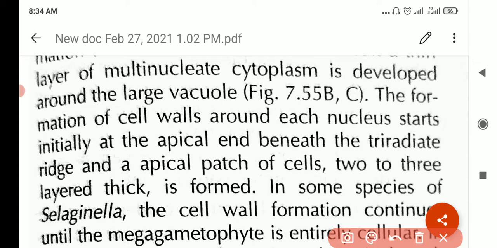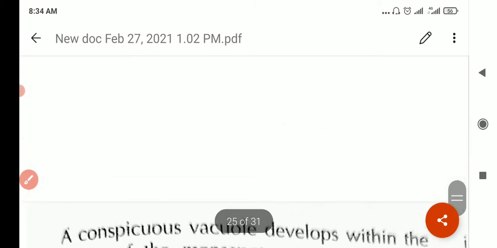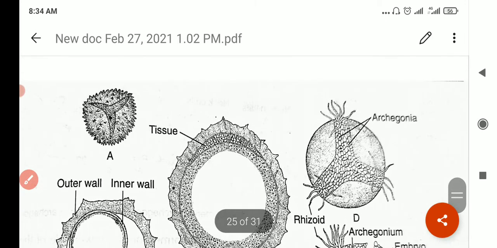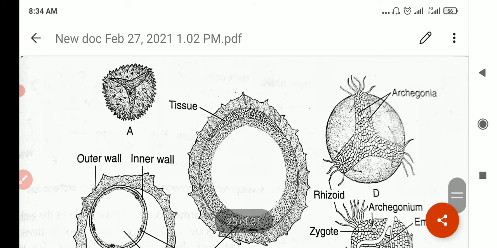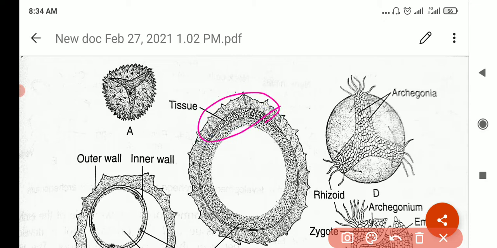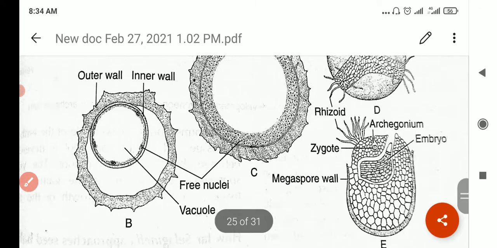Remember there was a tissue at the top. Let me show you. This one, you saw that tissue there? There, you saw that tissue? This is because the cell walls have formed. Let's go down again.